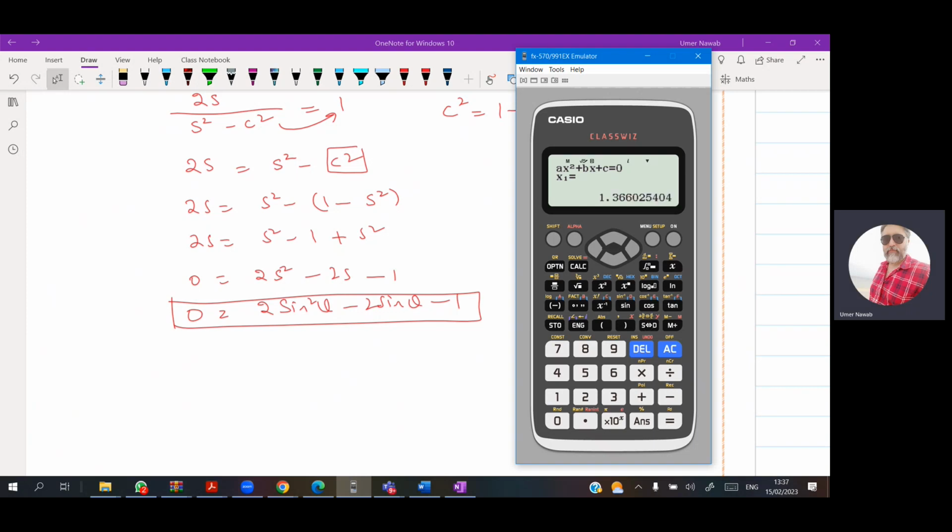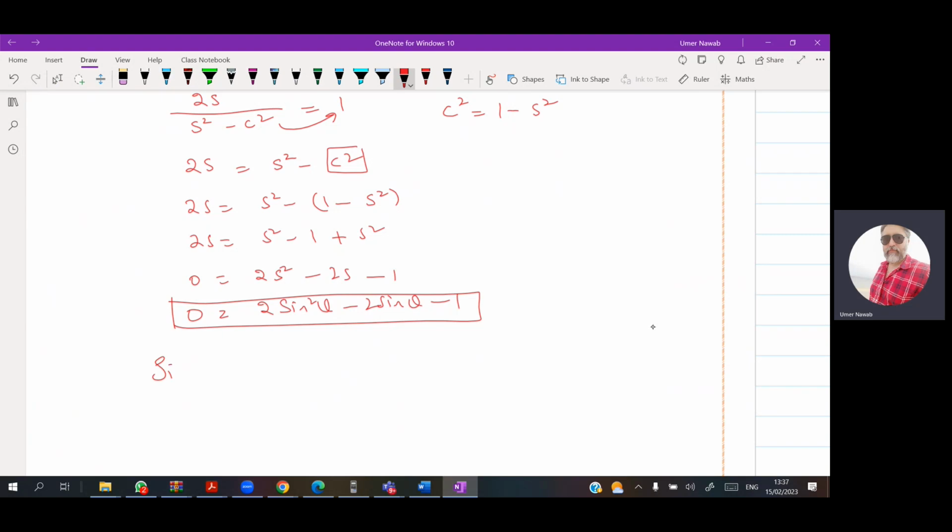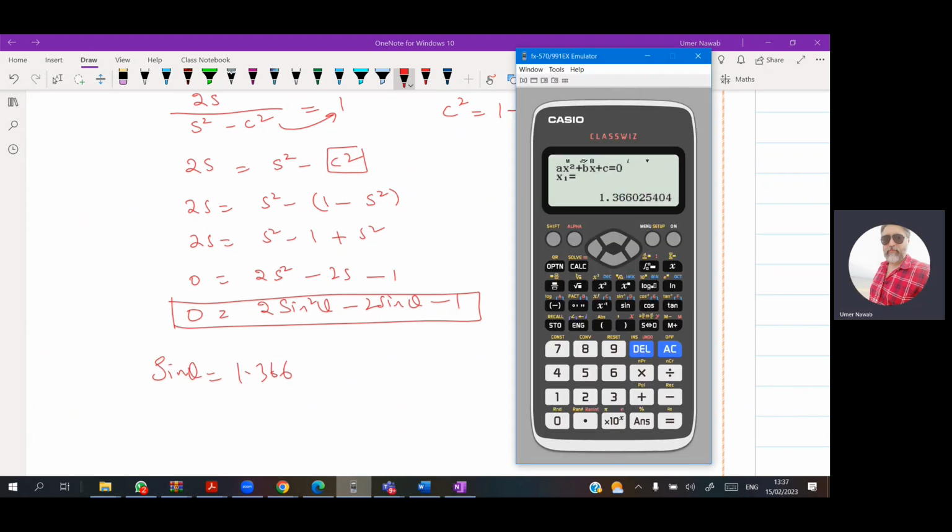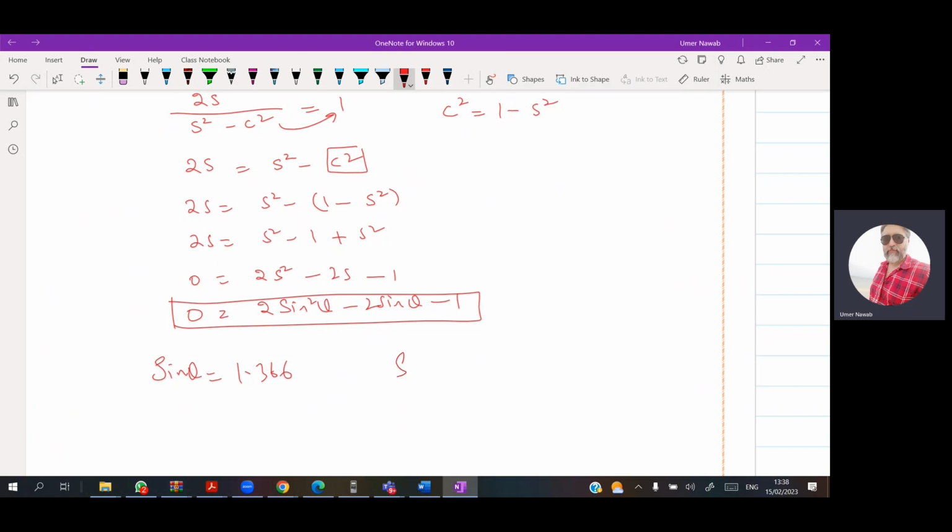I got the first answer, 1.366. So sine theta is 1.366. And the second answer, which I'm going to get now, guys, gives me minus 0.366. So sine theta is minus 0.366.